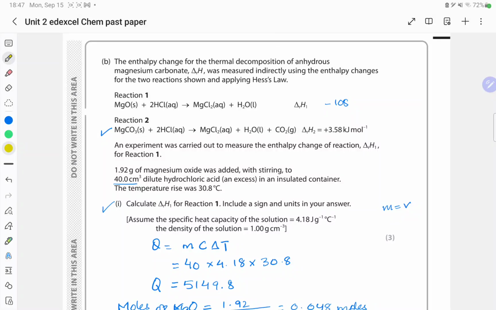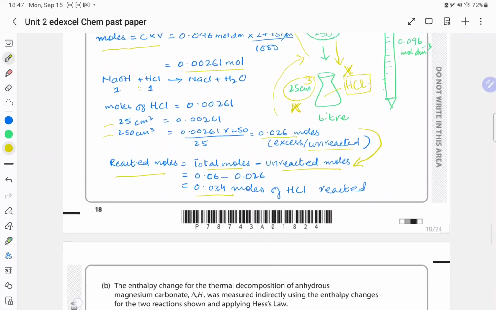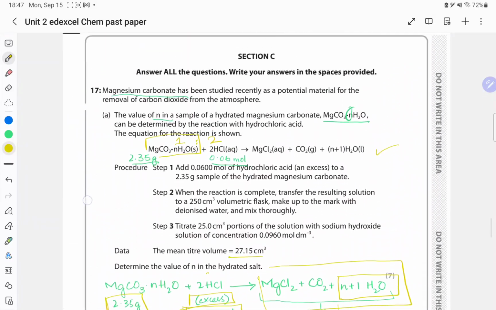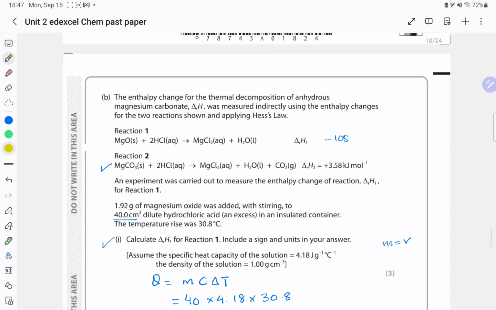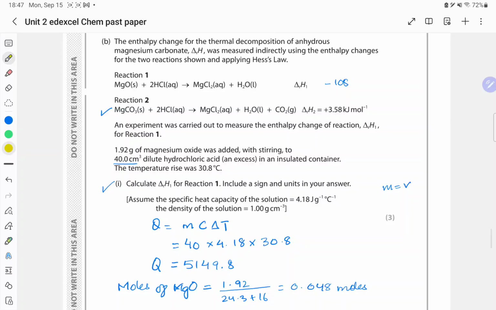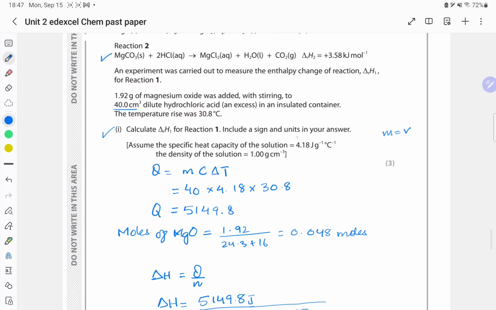Student, let's continue our solution for question number 17 where we stopped. Question 17, part B. According to the question, the enthalpy change for thermal decomposition of anhydrous magnesium carbonate was measured using the enthalpy change for the two reactions shown and applying Hess's law. Reaction 1 is given to us and reaction 2 is also given.